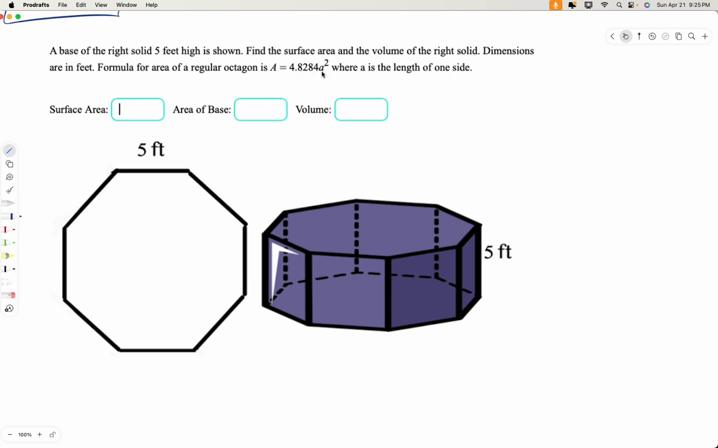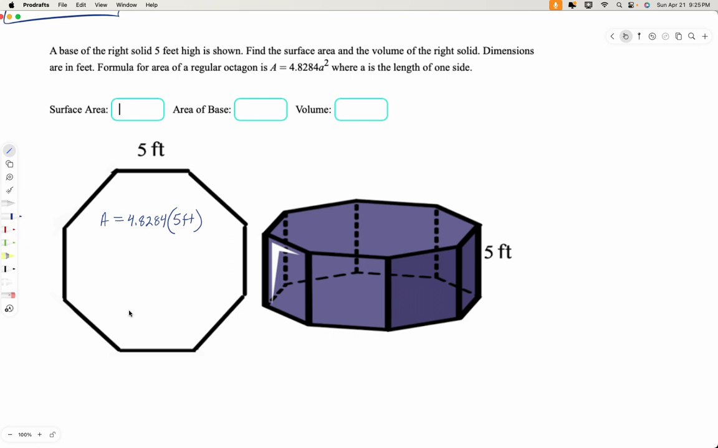So this is the area of a regular octagon. We're going to find the area of the base here. All we need to do, where A is the length of one side, is say the area is equal to 4.8284 times 5 feet, because A is the length of one side for a regular octagon. That's all we have to do to find the area of the base.